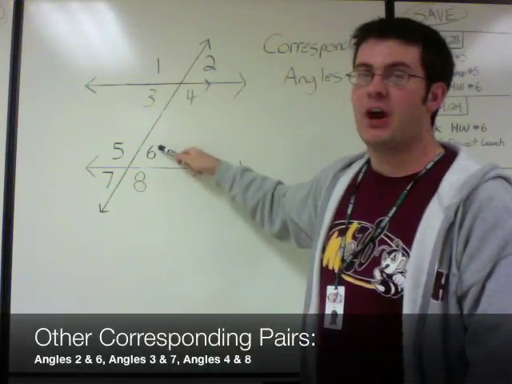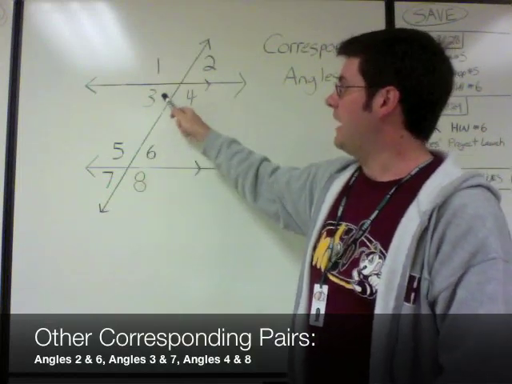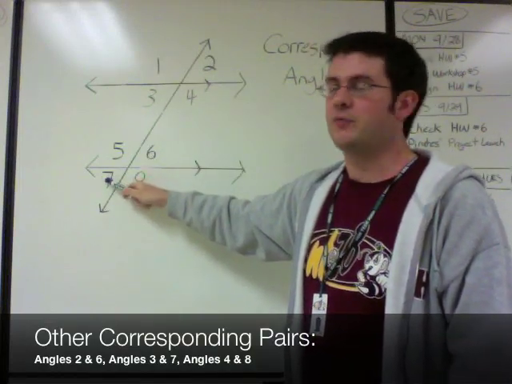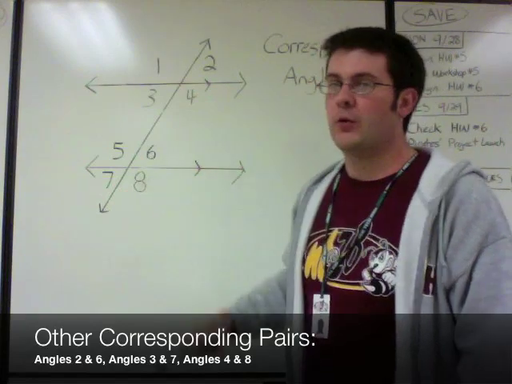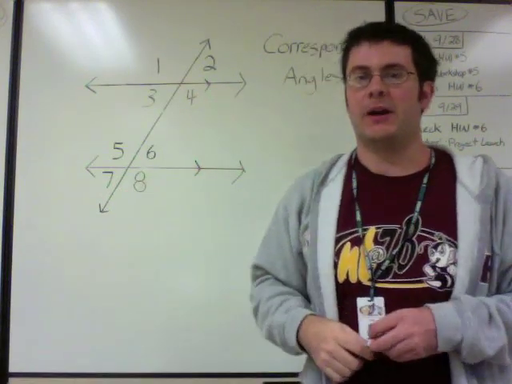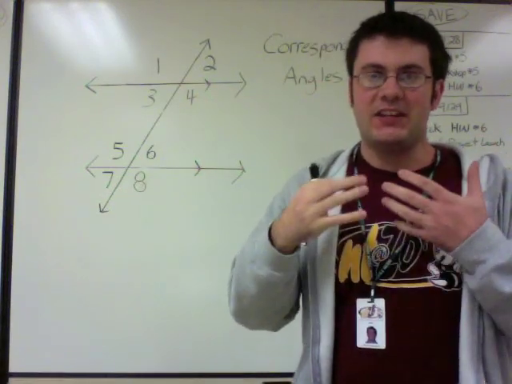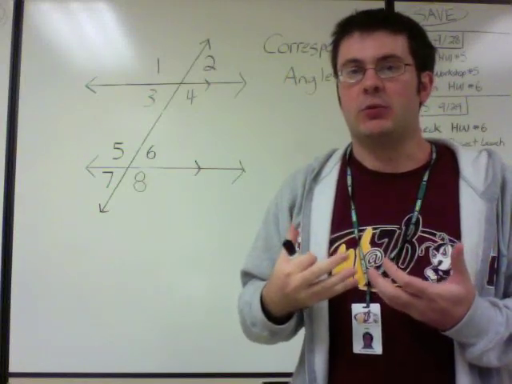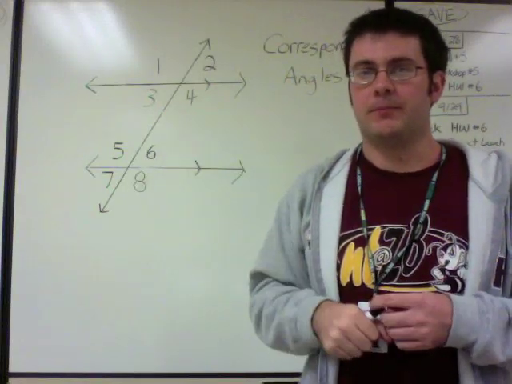Angles 2 and 6 are another corresponding pair. Angles 3 and 7 are another corresponding pair. And angles 4 and 8 are also a corresponding pair. These are angles that are all in the same positions in relation to where they are in this picture.